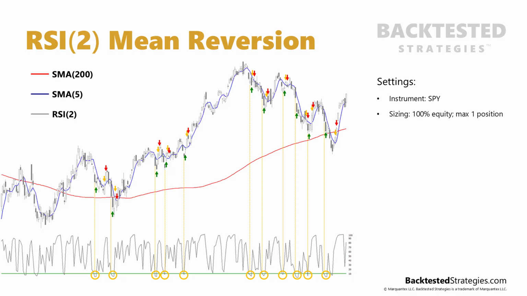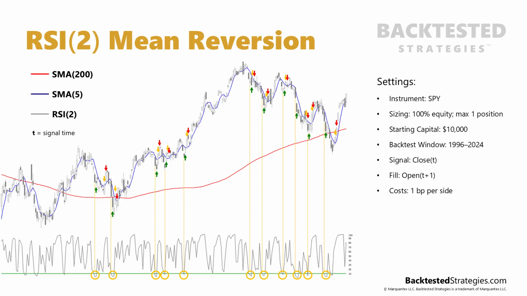Each strategy starts with $10,000 of capital. The evaluation window runs from the start of 1996 through the end of 2024, using whole calendar years. That's nearly 3 decades of data, spanning multiple bear markets, many powerful bull runs, and some sharp volatility shocks along the way. Signals are evaluated using the closing price, and all trades execute at the next day's open, so there's no look-ahead. Every trade pays 1 basis point per side in costs, 1 to buy and 1 to sell.